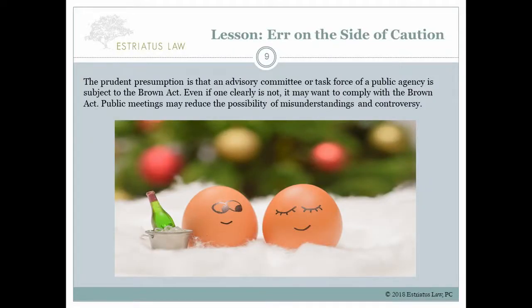So the lesson from step 1 is to err on the side of caution, and the prudent presumption is that an advisory committee or task force is subject to the Brown Act, and even if one is not, you might want to treat it as a Brown Act committee just to reduce the possibility of misunderstanding and controversy.